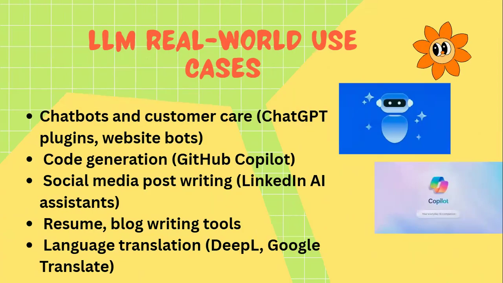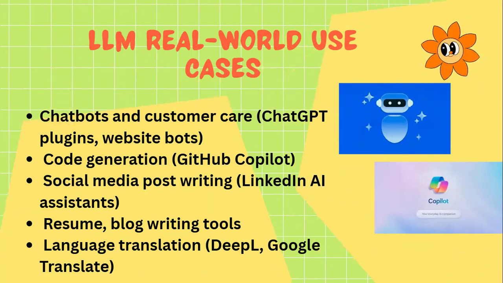Why are LLMs so important? What are the different real world use cases? Chatbots for websites, writing blogs, emails, and reports. You can also generate code using GitHub Copilot. You can also write social media posts, and you can also write your resume. Language translation is also possible. So LLMs are the core of modern AI chat, like what you're using right now.